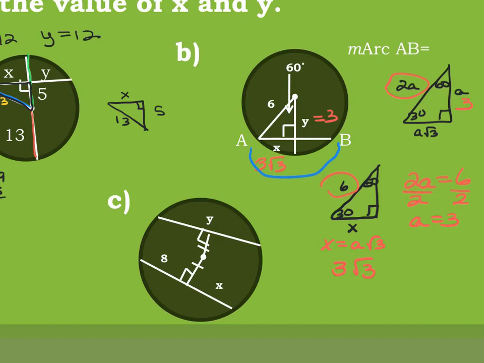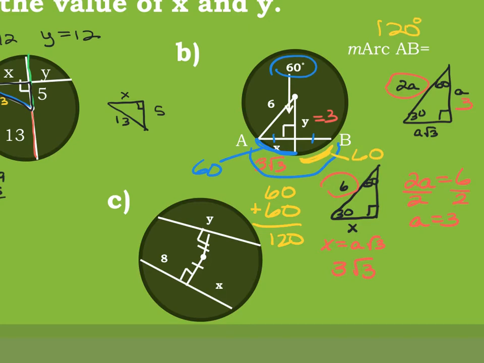notice my central angle here is 60 degrees. So that would tell me that this arc right here is 60. And because these are congruent, because it's a perpendicular bisector, this piece over here is also 60. So 60 plus 60, and the measure of arc AB is 120 degrees.